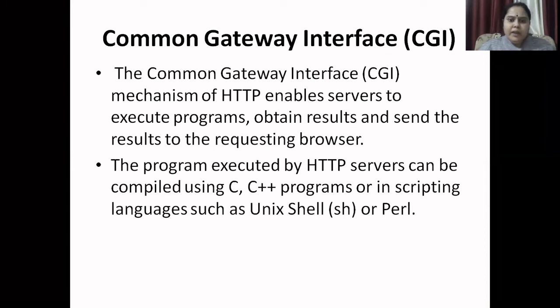The common gateway interface, that is the CGI mechanism of HTTP, enables the server to execute programs, obtain results, and send the results to the requesting browser. The program executed by the HTTP server can be compiled using C++ programs, or in scripting languages such as Unix Shell or Perl.